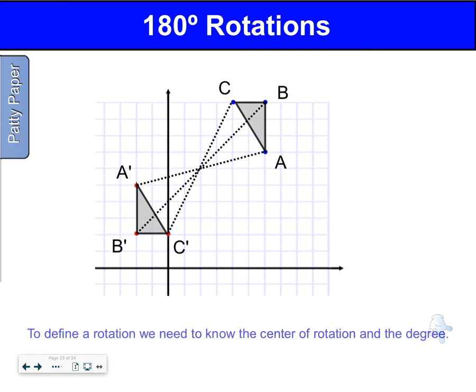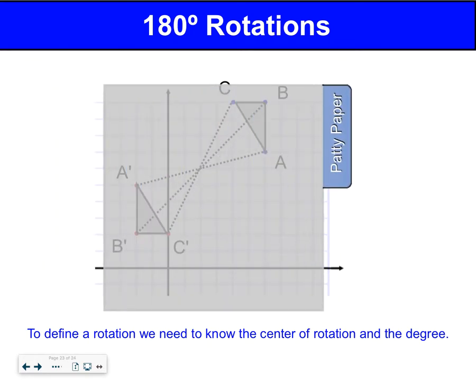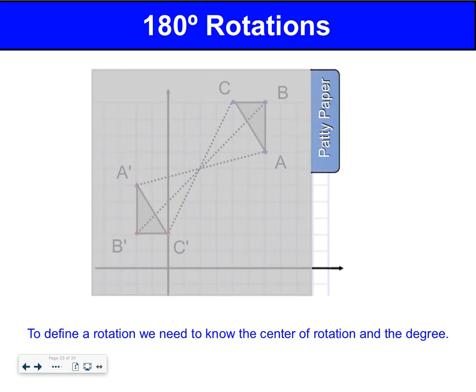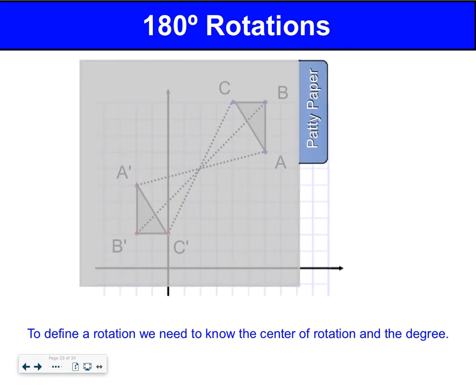Well, once again, if we're going to say that this can be rotated onto another image, we have to be able to define what a rotation is. So if they're asking if it can be rotated, we need to be able to say what the center of rotation is and the degree of rotation, okay? So let's get this patty paper out again, and we'll try to see if we can do a slightly better job of lining it up with the center, and that would make it better.